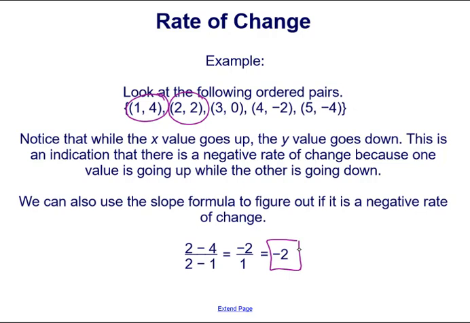So whether you're looking at the movements or using the slope formula, you can still find the slope of these functions and then identify it. If it's a positive slope, it would be a positive rate of change. If it's a negative slope, it would be a negative rate of change.